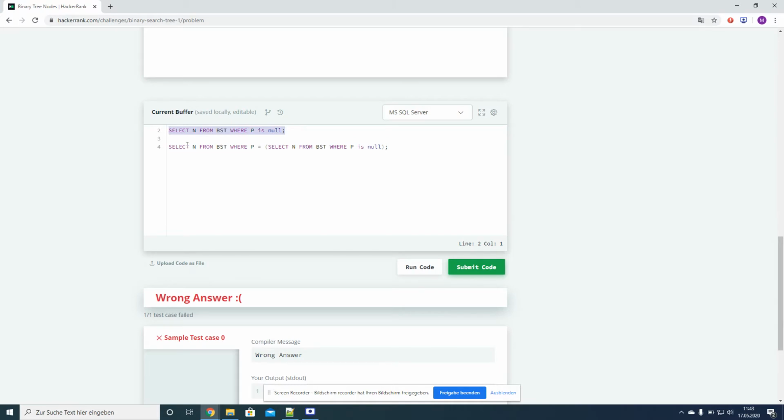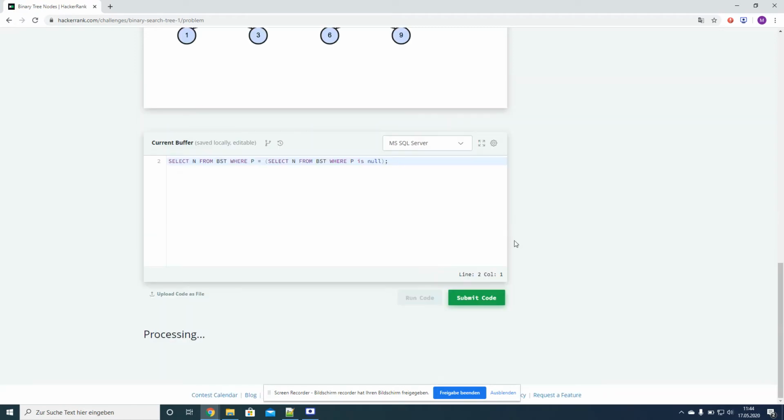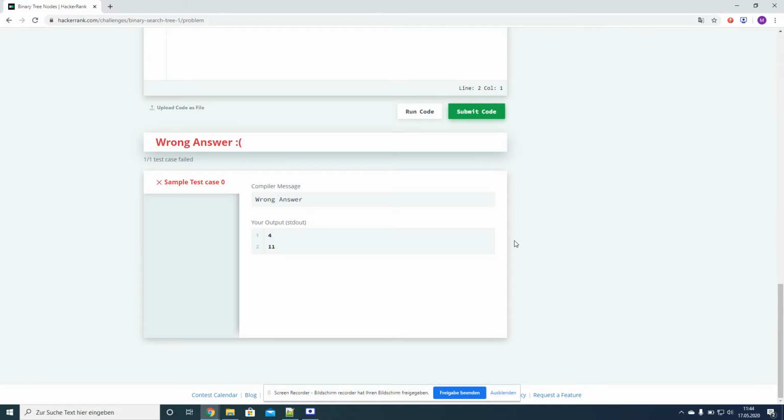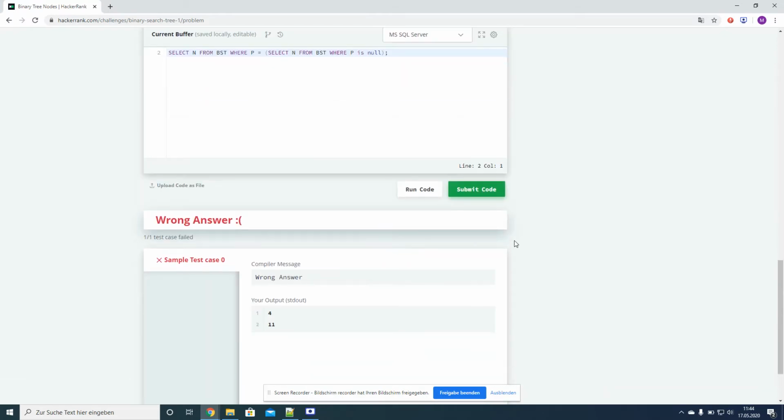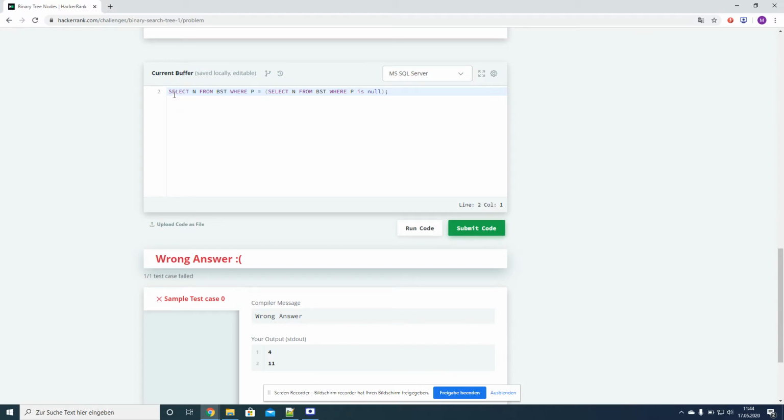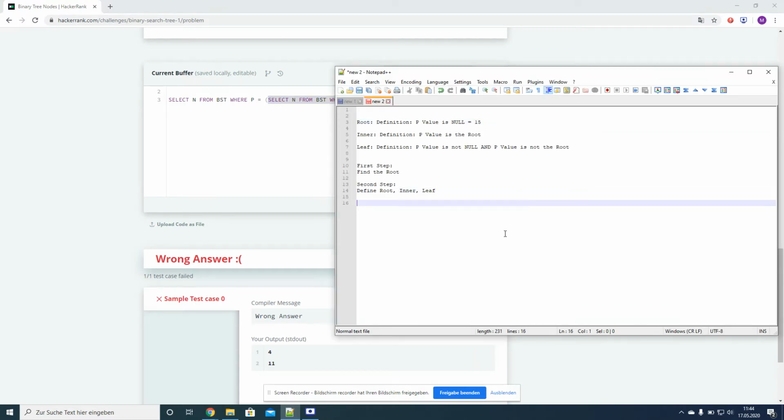We don't need this one anymore now. So we have 4 and 11 as the inner value. That's great. So let's write this one. Let's save this one as a temporary code save.